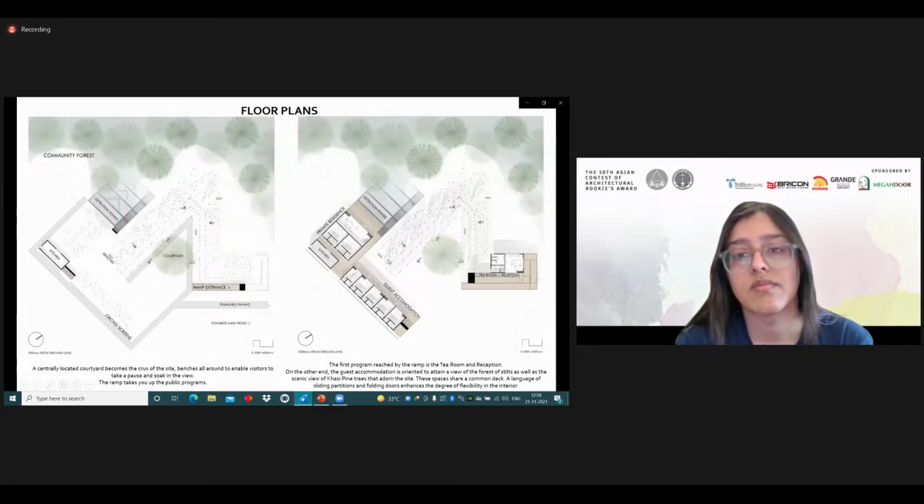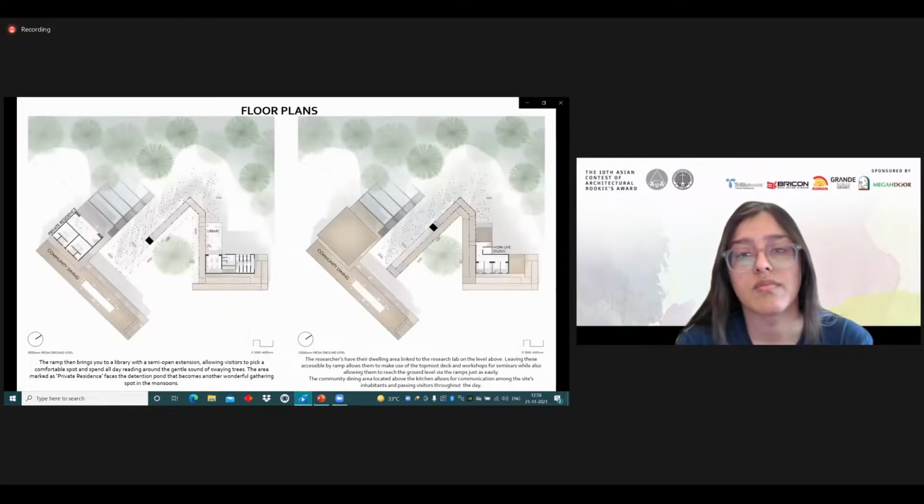A language of sliding partitions and folding doors is followed throughout the project. The ramp then brings you to a library with a semi-open extension for visitors to enjoy the view with a good book in hand. The researchers have their dwelling spaces linked to the research lab on the level above, allowing them easy access to both the workshops at the deck level as well as the ground level.